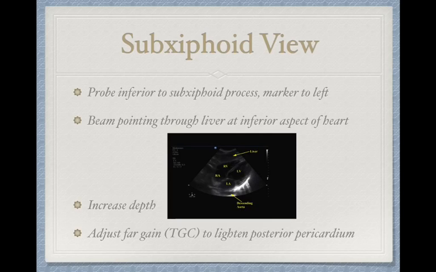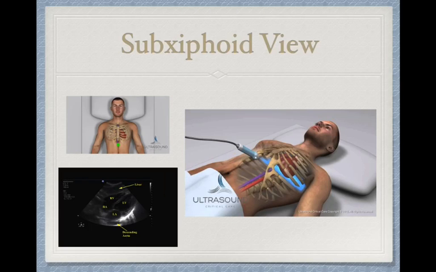All right, so now we're moving on to the subxiphoid view, which we still have our marker towards the left, and we're going to slide into the subxiphoid space. So this is similar to the FAST position, and here we're going to be imaging through the liver, through the inferior portion of the heart. You want to increase your depth quite a bit because you're going to be imaging pretty deep into the chest, and you may need to adjust the far gain to lighten the posterior pericardium.